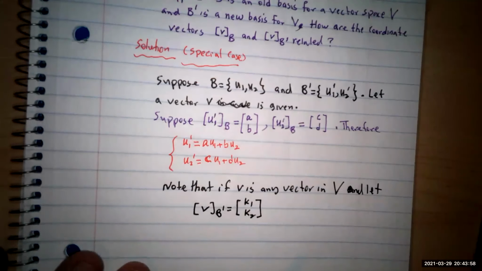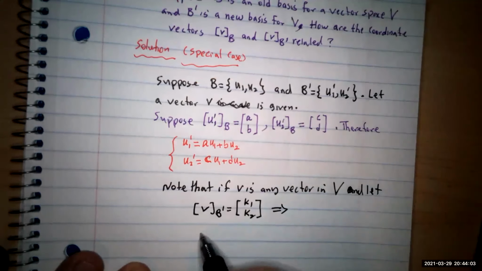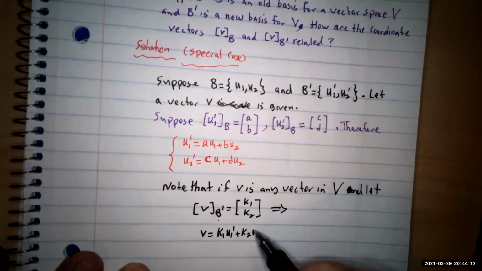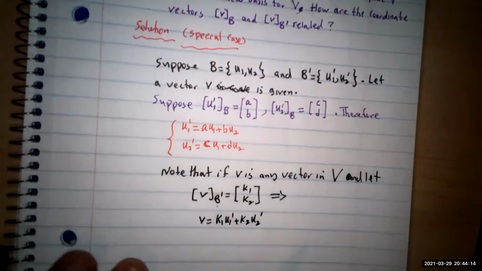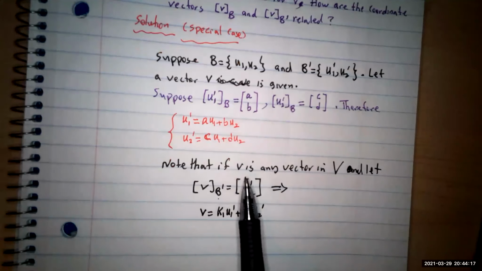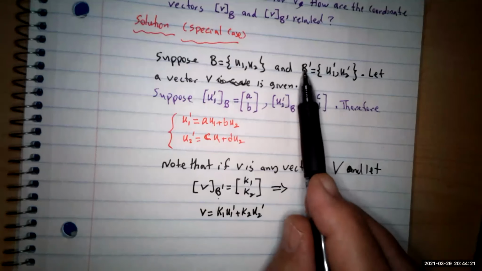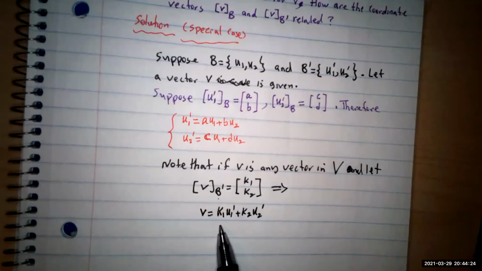So what does it mean? This means that v is a linear combination of the vectors of the given basis B prime. It's going to be k1 u1 prime plus k2 u2 prime. You see, that was the purpose: we would like to find the coordinate vector of v with respect to B prime. So we write it as a linear combination. We want to know what k1 and k2 are. That's the action we are interested in.